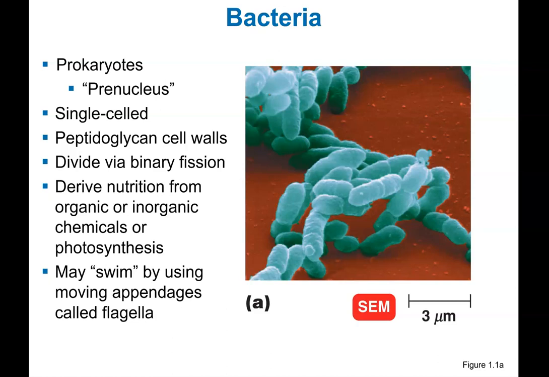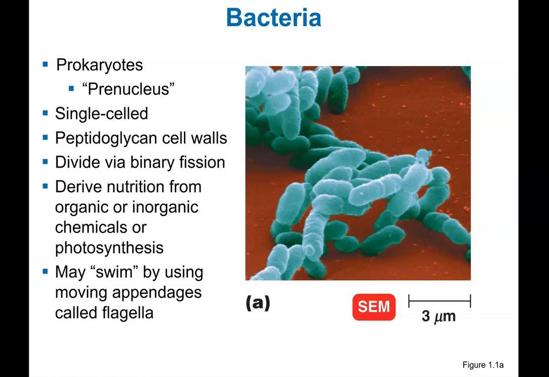Bacteria divide by binary fission. This is a little bit different than mitosis. It's actually simpler, so we'll cover that in more detail in a future chapter. And we will also cover in a future chapter bacterial metabolism because it is a little bit complicated. They actually have the most diverse metabolic capabilities.